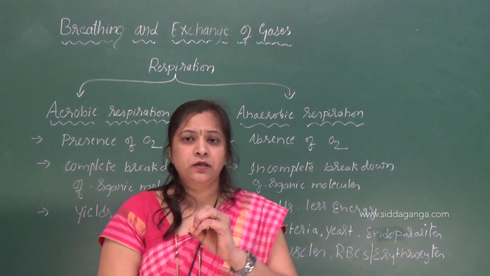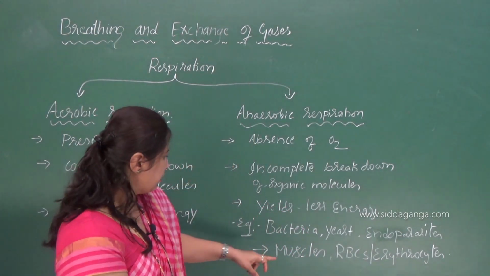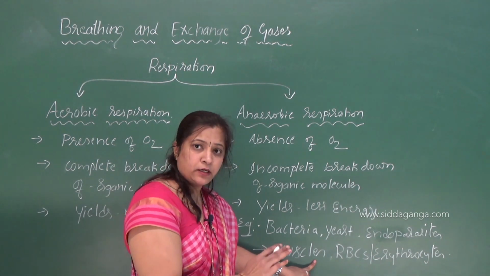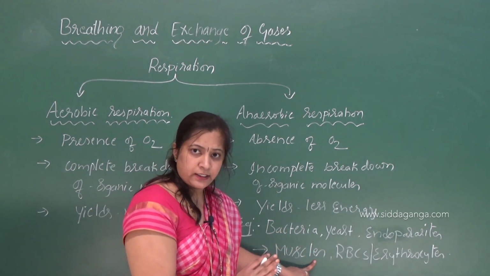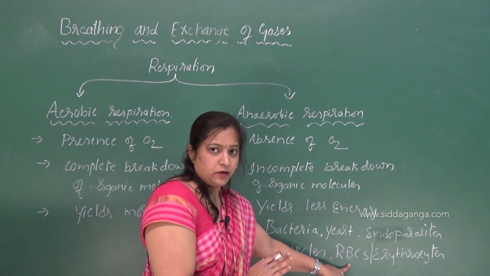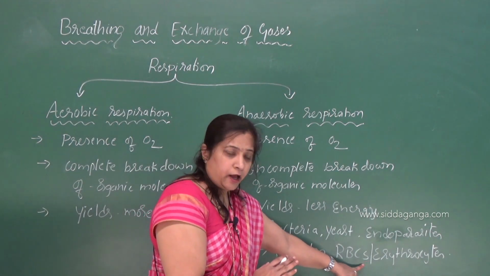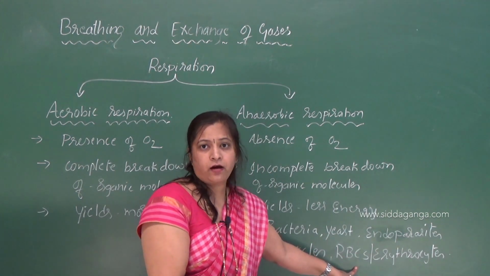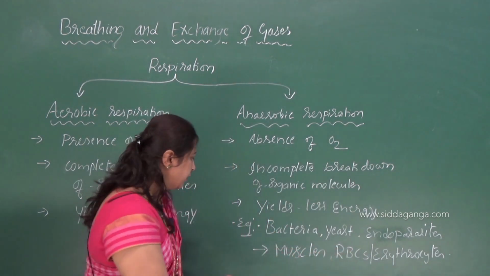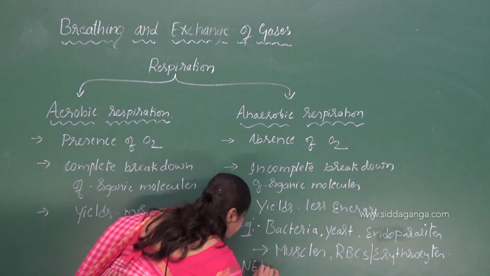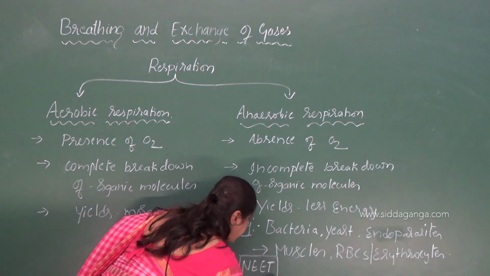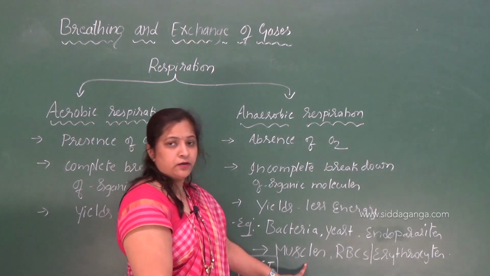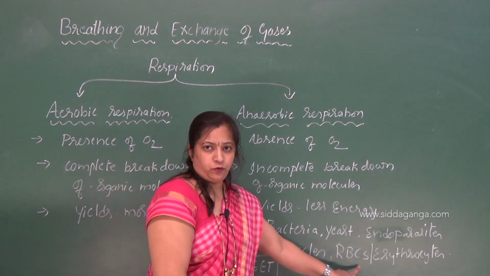So in humans, the cells which carry out anaerobic respiration are muscles, only during strenuous exercise, and RBCs. The reason in RBCs is the lack of mitochondria. This question may be asked in your exam. Name the cells in the human body that carry out anaerobic respiration: muscle cells and erythrocytes.